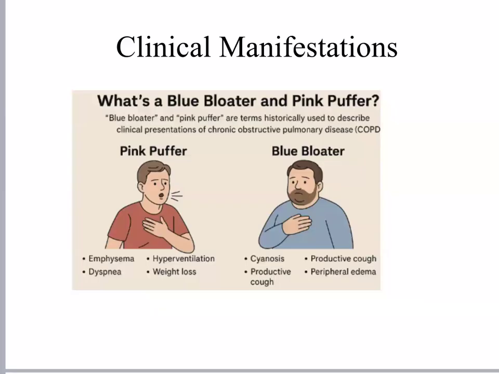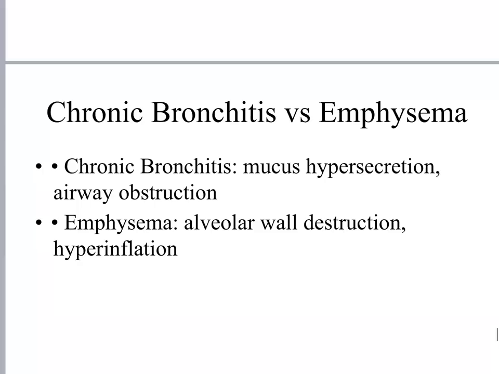Now, I'm speaking about this as a pretty black and white issue. The truth of the matter is, when you get out into clinical practice and you start seeing people with these problems, the reality is people can have a mix of the two. But for the purposes of this class and for testing purposes, I'm going to teach you about it as if these are two distinct problems. So remember, chronic bronchitis is mucus hypersecretion and airway obstruction, and it affects the bronchi. Emphysema is alveolar wall destruction and hyperinflation.